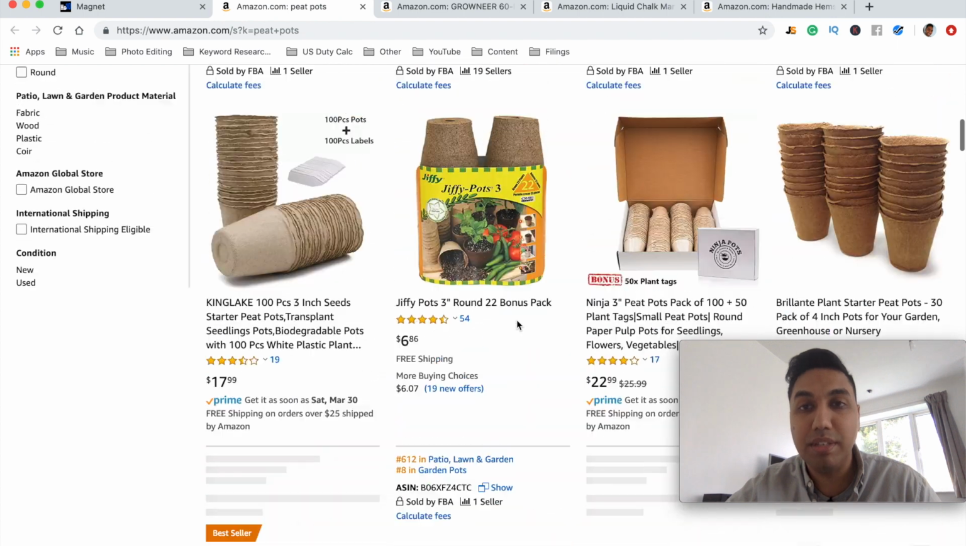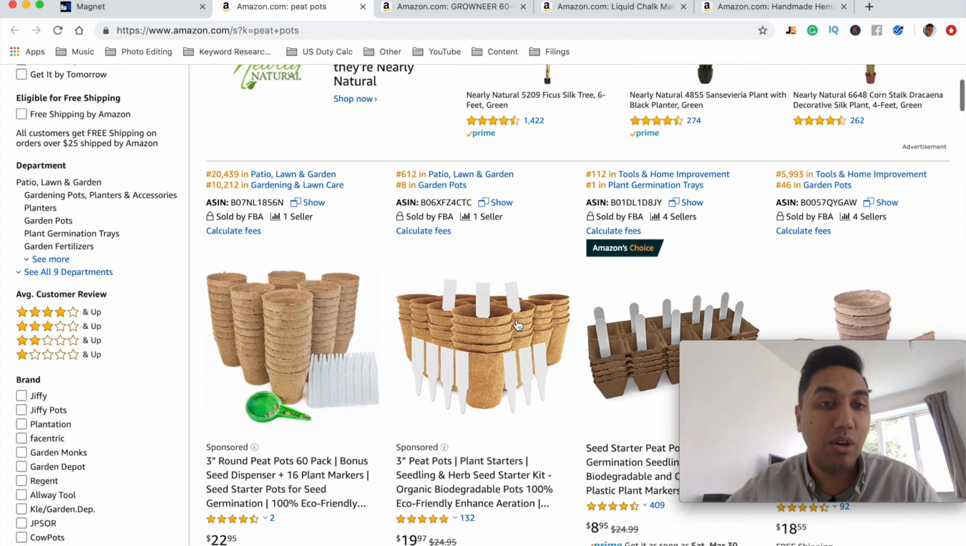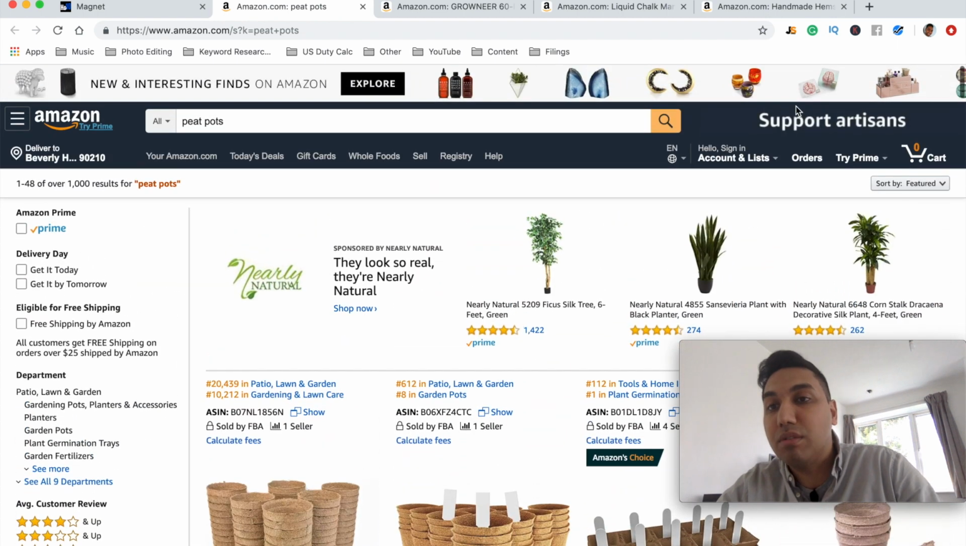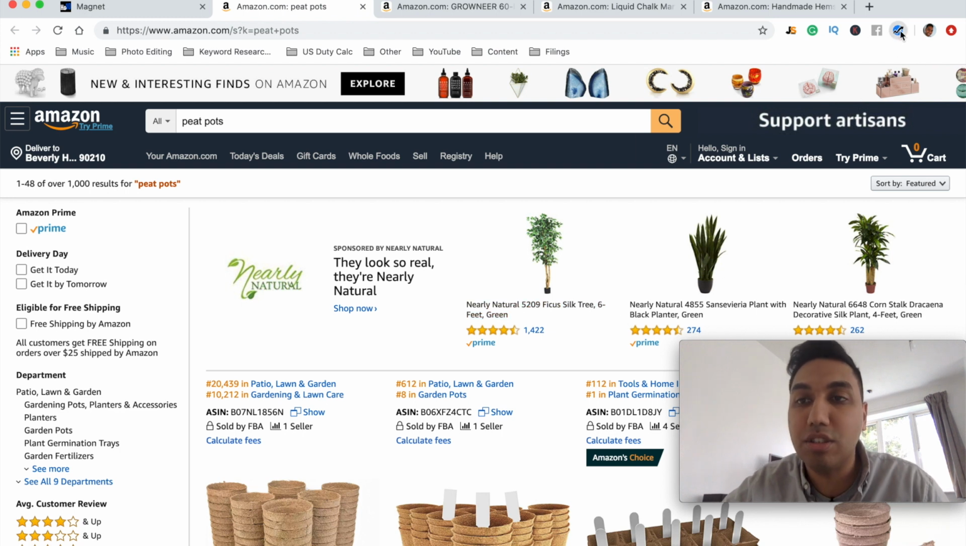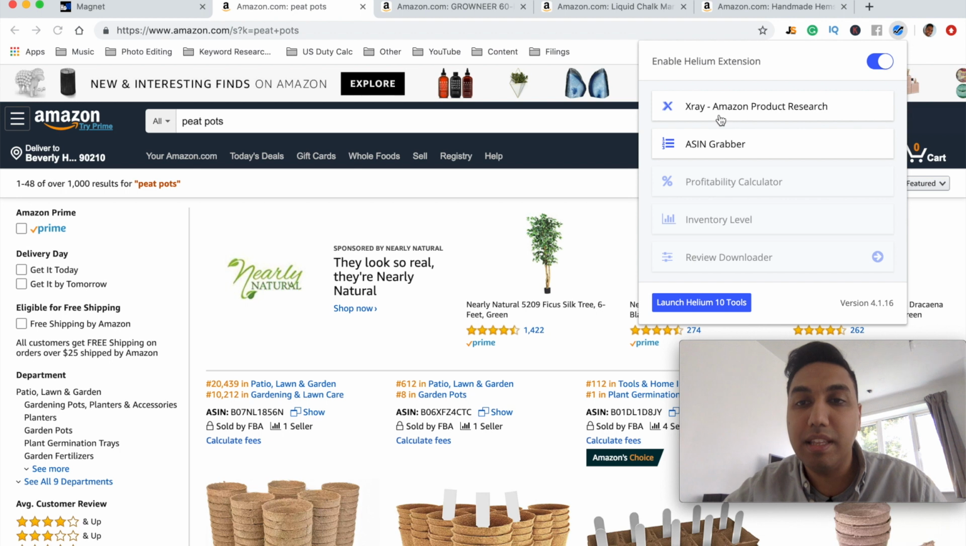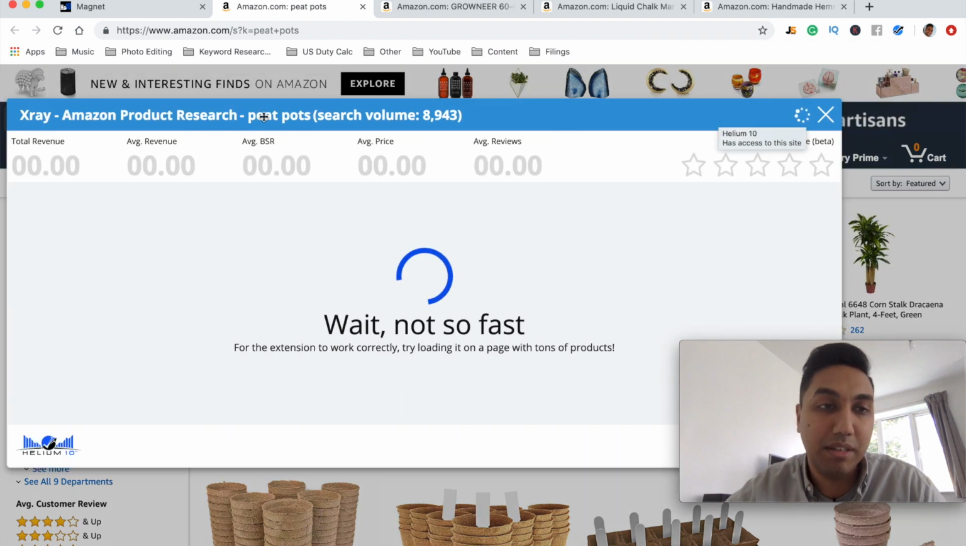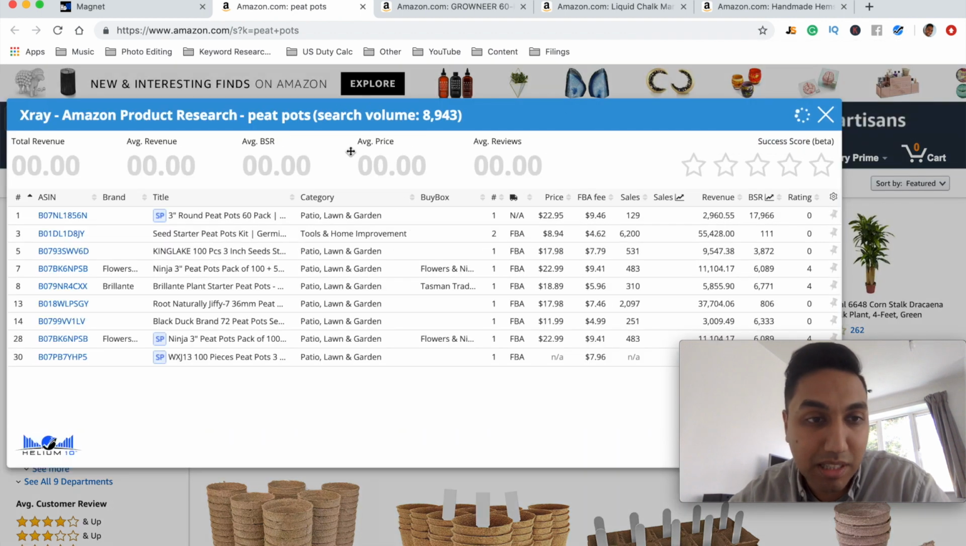And what we want to do now is do the analysis on the Helium 10 Xray Chrome extension. So all you would do is click on the Chrome extension over here, and then you would hit the Xray Amazon product research button there. And this will load up all the information that you would need.